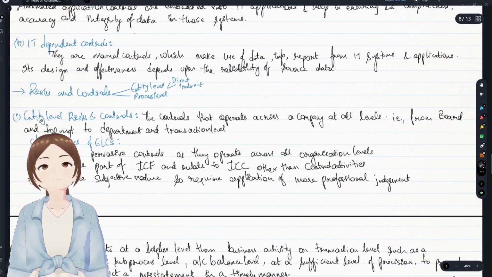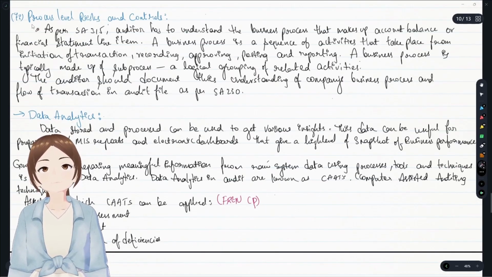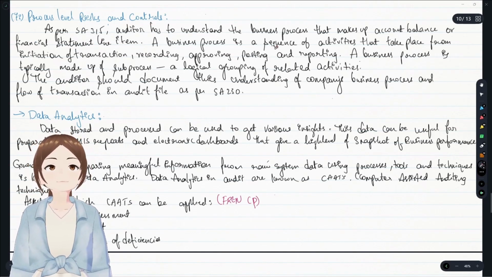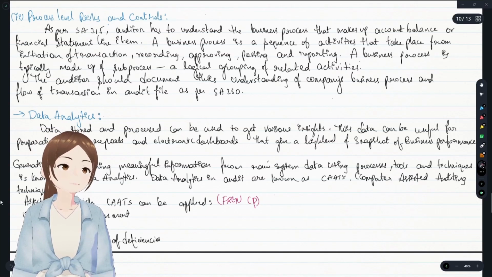And that was entity level risk. Now you're going to see the process level risks and controls. As per SA 315, the auditor has to understand the business process.